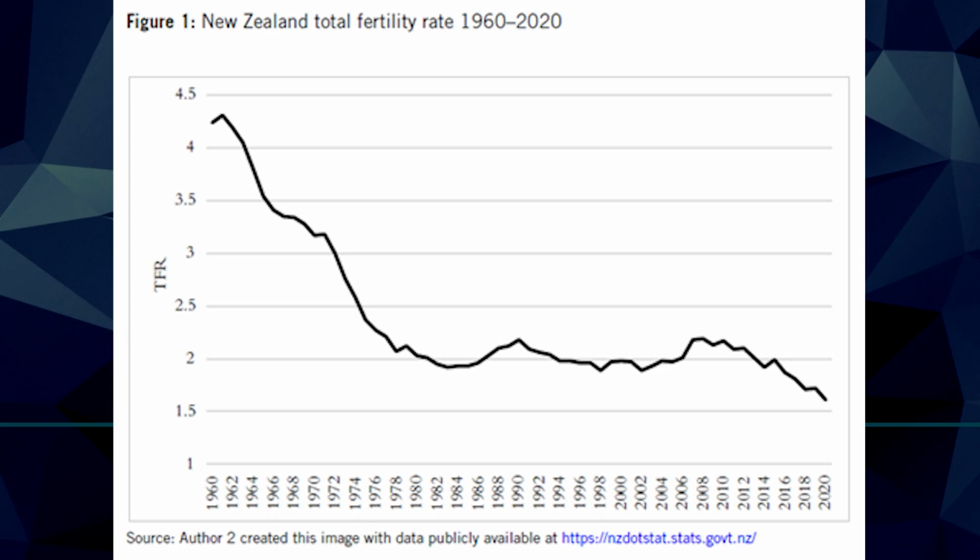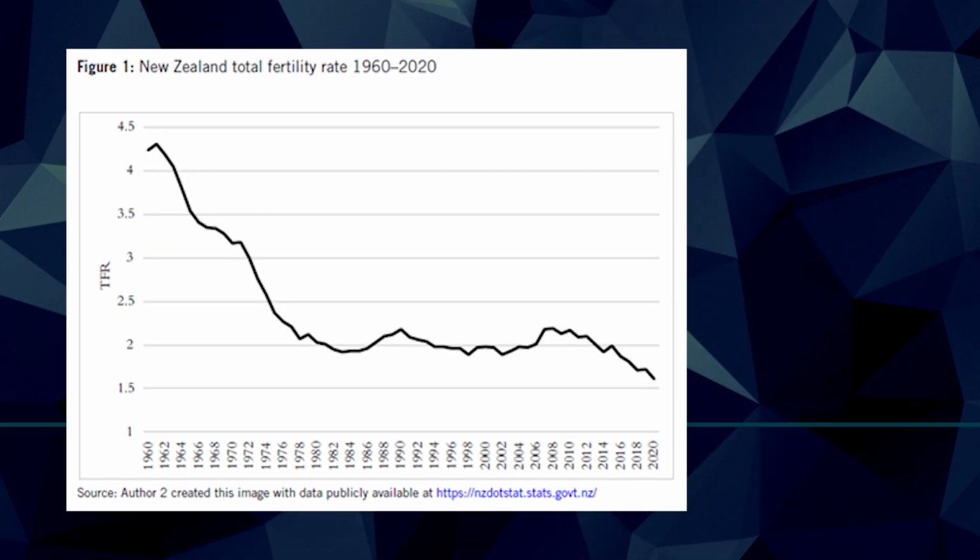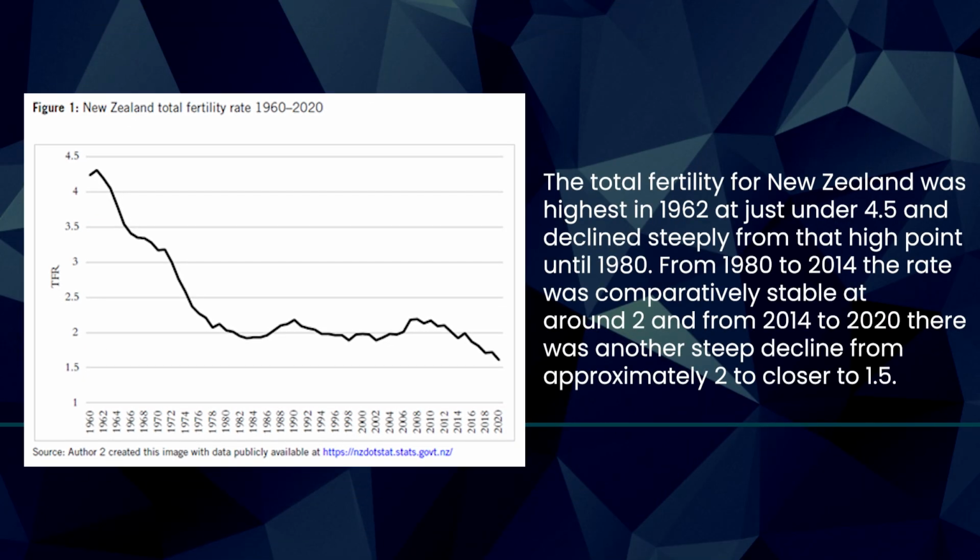We'll take this graph as our first example, and the alt text reads, "The total fertility for New Zealand was highest in 1962 at just under 4.5 and declined steeply from that high point until 1980. From 1980 to 2014, the rate was comparatively stable at around 2, and from 2014 to 2020, there was another steep decline from approximately 2 to closer to 1.5." The reason this alt text works is that it complements the caption rather than repeating it, and it succinctly describes the pattern or trend shown by the line graph.